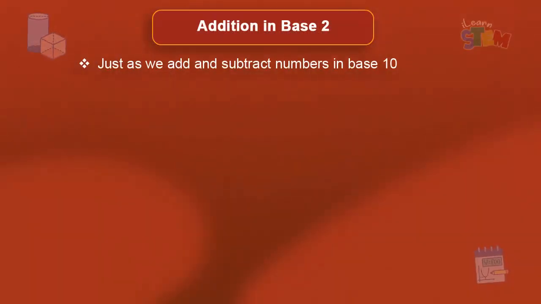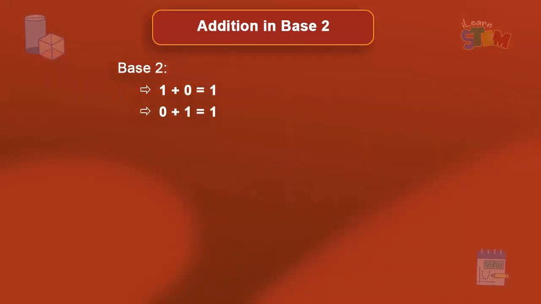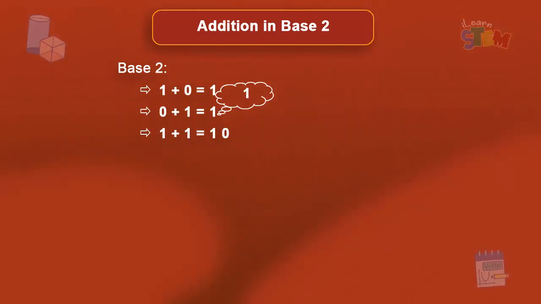Just like we add and subtract numbers in base 10, we can also add and subtract numbers in other bases. Let us begin with base 2. To add numbers in base 2, we need to take note of the following. 1 plus 0 gives you 1. 0 plus 1 gives you 1. And 1 plus 1 gives you 1 and 0. Remember that the highest number we can use in base 2 is 1. Now, let us add up some numbers in base 2.